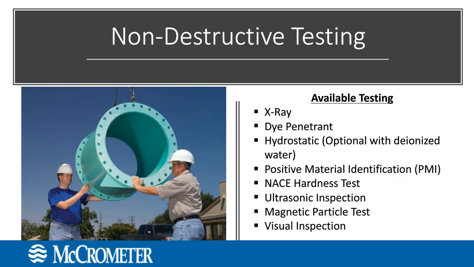McCrometer also offers a large array of non-destructive testing for meters with a number of standards such as X-ray, dye penetrant, and hydrostatic test, which are very commonly requested, all the way to more custom tests, positive material identification, and NACE hardness tests, which is a crucial component to comply with NACE MR0175 for the oil and gas industry. Also ultrasonic inspection, magnetic particle testing, and visual inspection as requested.